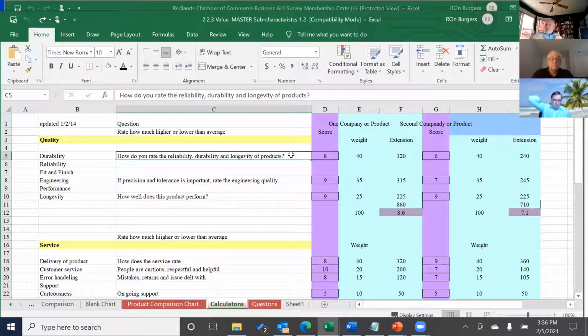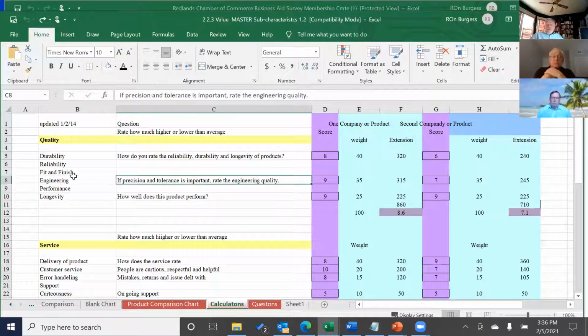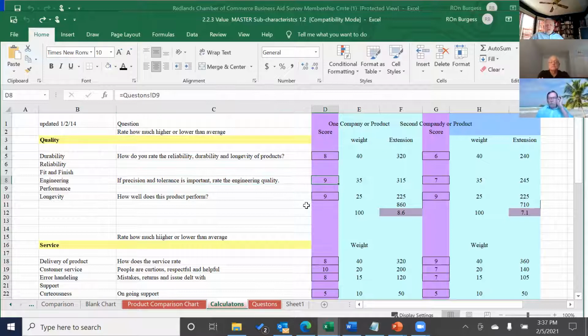And so now we can put that on a scale, and you can use that over and over again. And so your customers would simply go through and you'd come up with an average score. In this particular case, they score an 8. And then you do the same for other questions. In this case, we had one for engineering. If precision and tolerance is important, rate the engineering quality. And so they rated them a 9 in this example.